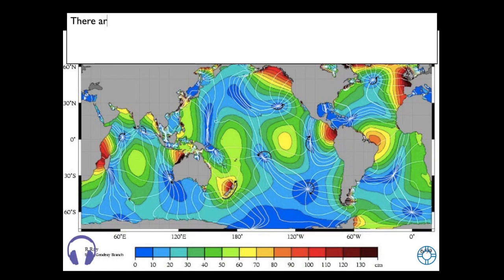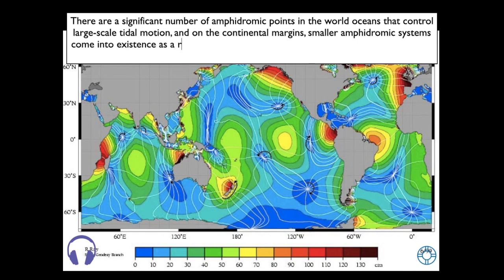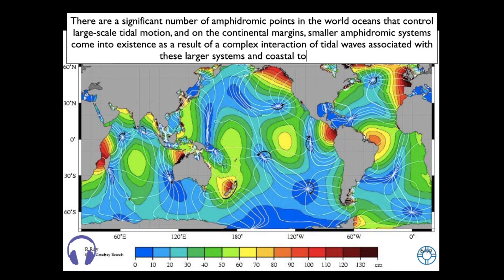There are a significant number of amphidromic points in the world's oceans that control large-scale tidal motion, and on the continental margins, smaller amphidromic systems come into existence as a result of a complex interaction of tidal waves associated with these larger systems and coastal topography.